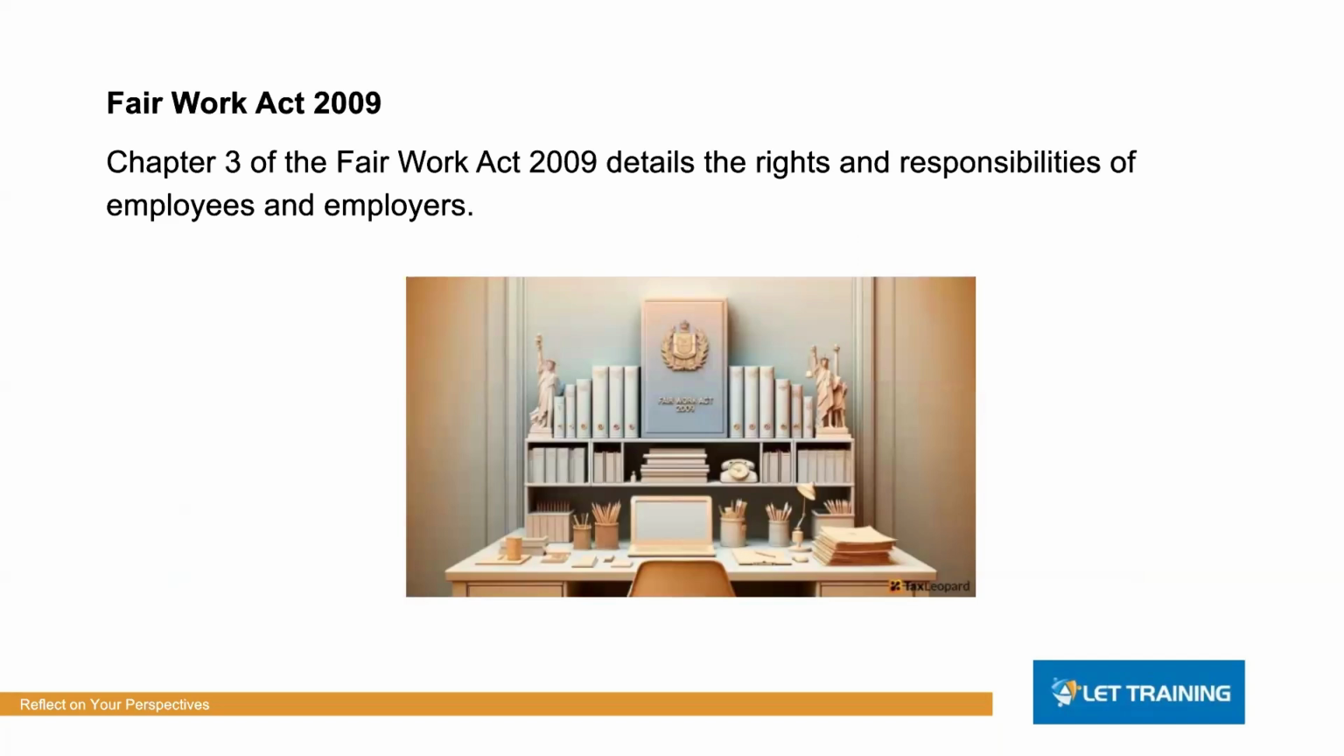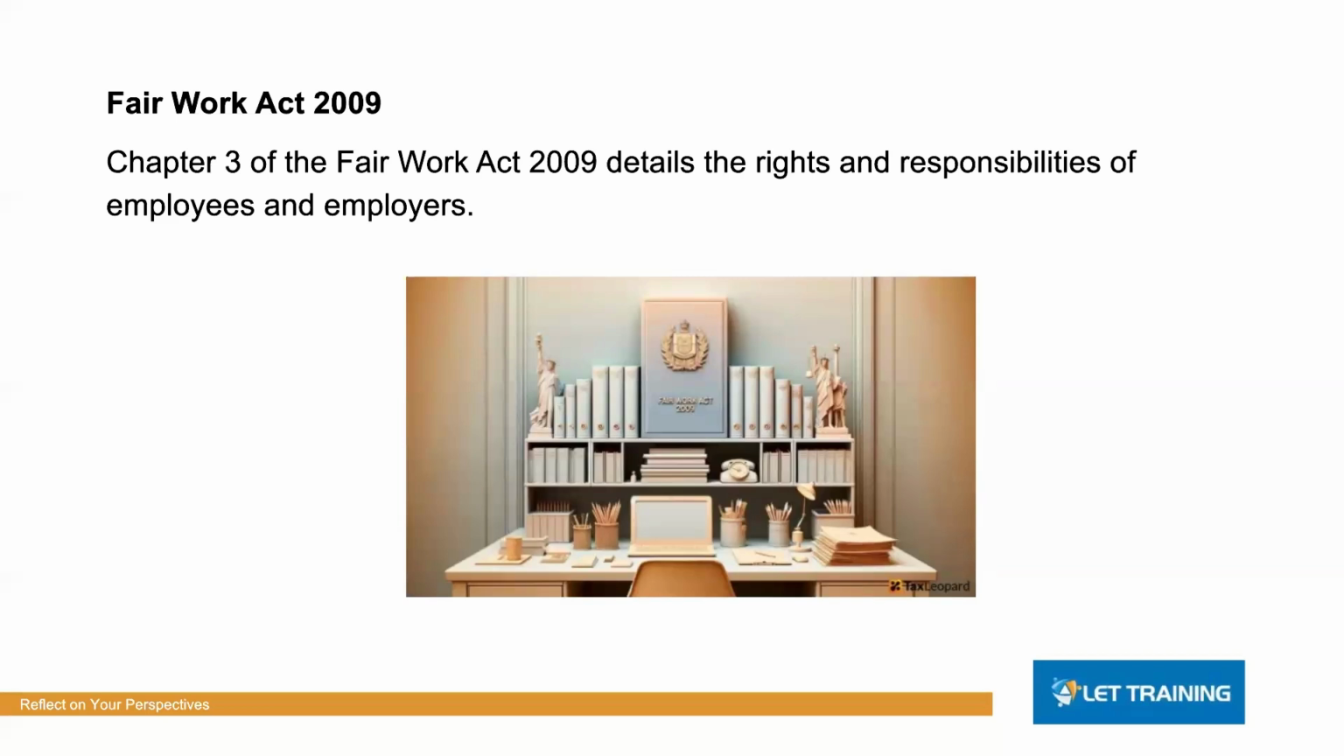Chapter 3 of the Fair Work Act 2009 details the rights and responsibilities of employees and employers. This law includes provisions on general protections, unfair dismissal, industrial action, right of entry, stand down, other rights and responsibilities, and corrupting benefits.